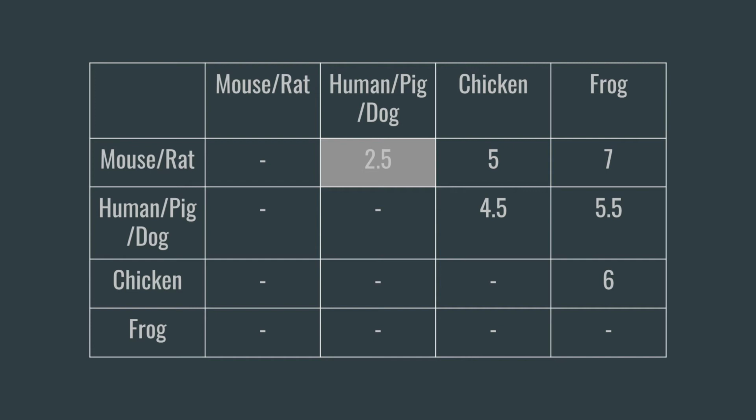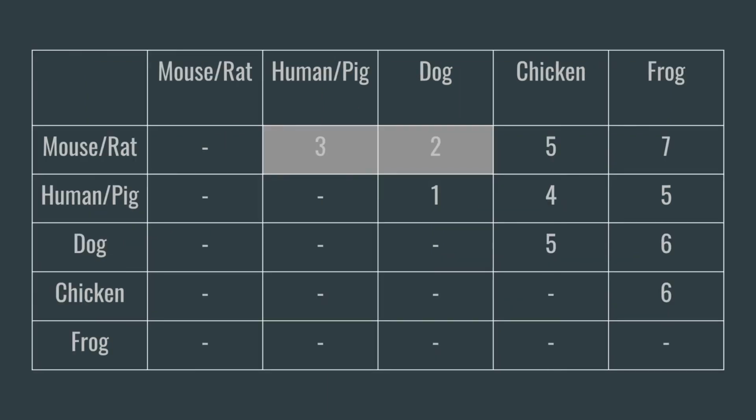In this new matrix, we have the value 2.5 for the difference between the mouse and rat cluster and the human-pig-dog cluster. But how did we get the value 2.5? If we go back to the previous matrix, the difference between a mouse and a rat and that of a human and a pig is 3, whereas the difference between a mouse and a rat and dog is 2. So once we add these two differences, 3 plus 2 divided by 2 will give us a value of 2.5.